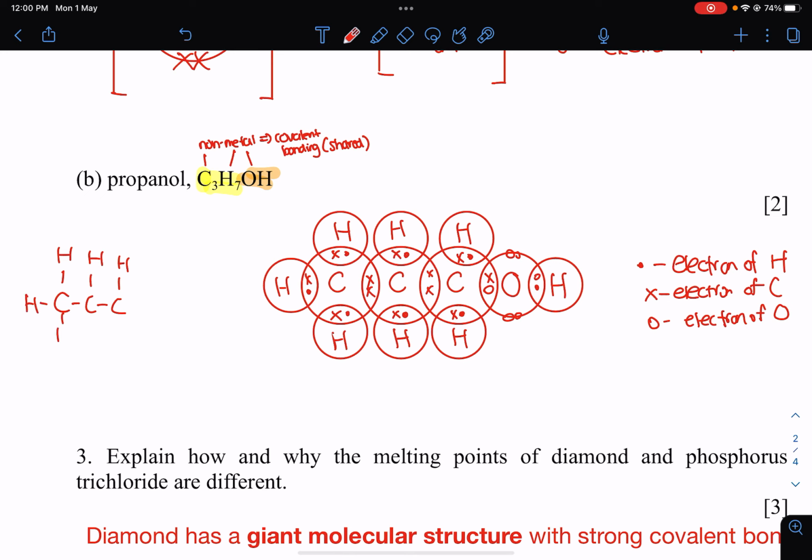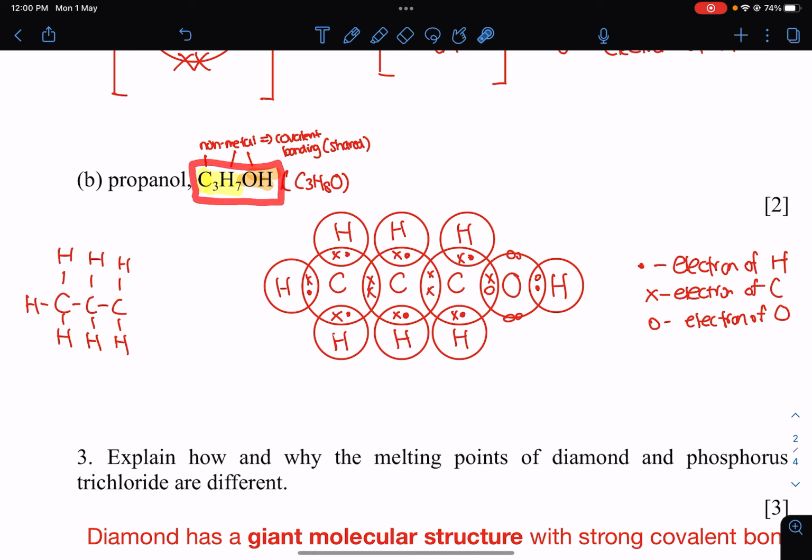The question may or may not give you in this format. I can actually also give you C3H8O, which is the molecular formula of this propanol. And if I'm giving you the molecular formula, there's no way you'll be able to deduce the arrangement. So this is what we call the structural formula, which if I give you, you should be able to get the structure at least, by just following the order.